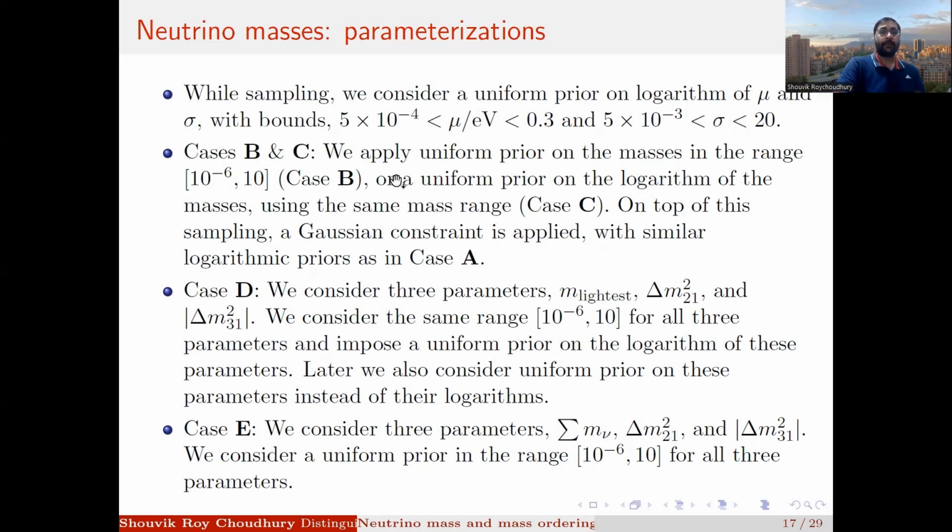Then we study case B and C, where we apply a uniform prior on the masses in the range. For case B, we apply this extra uniform prior over case A. And we apply a uniform prior on the logarithm of the masses using the same mass range for case C.